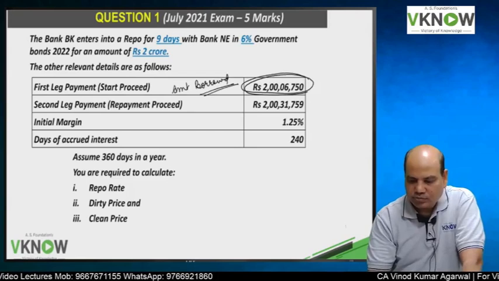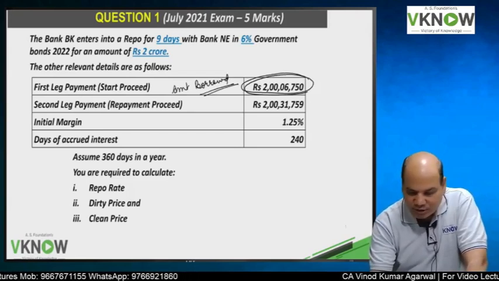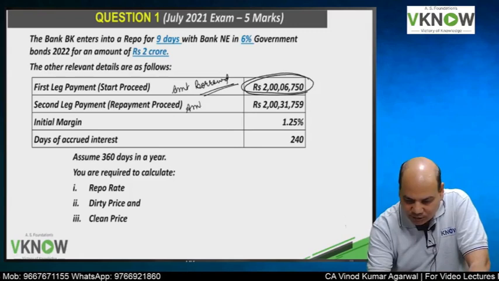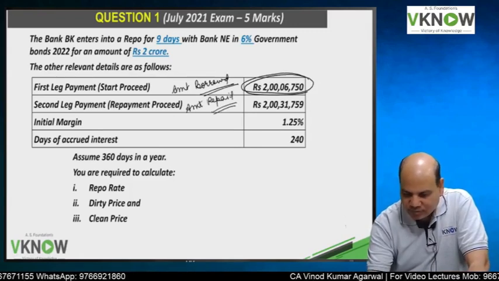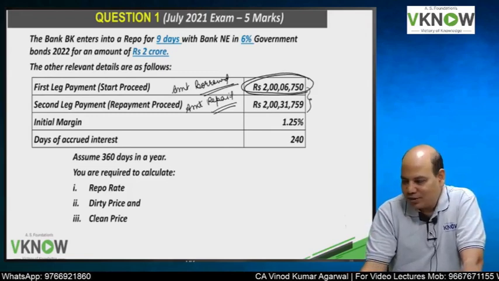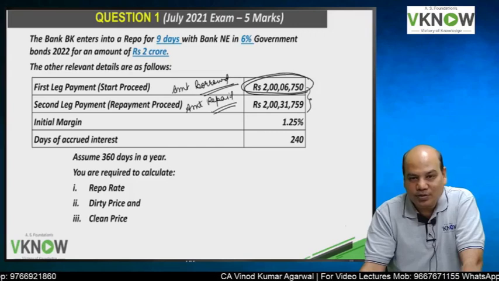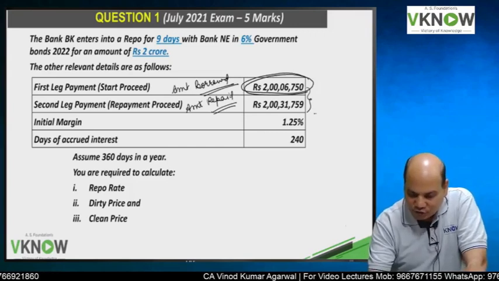Amount borrowed. Second leg payment means repayment. This is the amount repaid. What is the difference? Guess. The difference is interest, which is paid at the repo rate. Then initial margin.